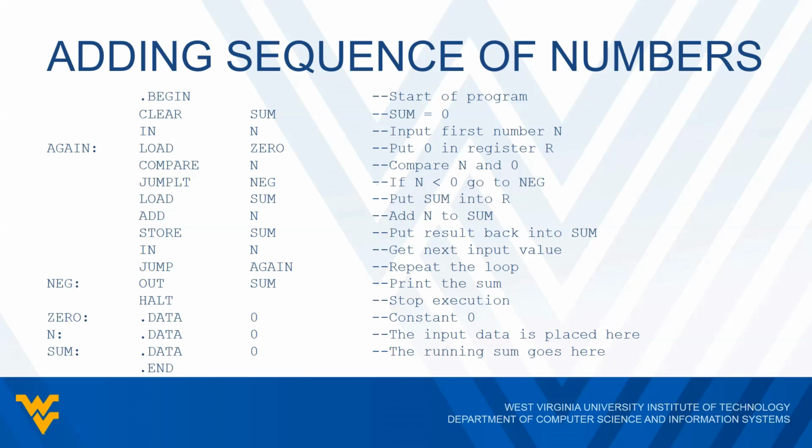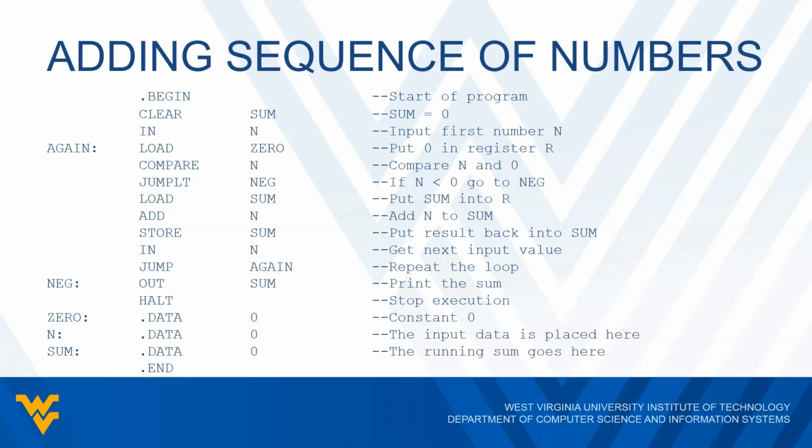So now let's take a look at how we do this in our assembly language program. At the bottom here, we see that we have 3 values that we're storing. We have a 0, which is going to be the constant 0. We have our n, which is going to store our input data. And then our sum, which is going to store the running sum. So at the very top, we have the .begin to let us know that we're at the beginning of our assembly language program. And then we'll clear sum. This is going to just reinitialize sum to 0. In n, we'll input our first number, and then we'll load 0 and put that into our register. We're going to do a comparison with n and 0 to determine whether n is a negative number or not.